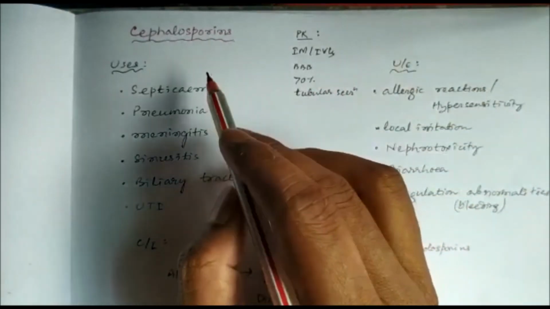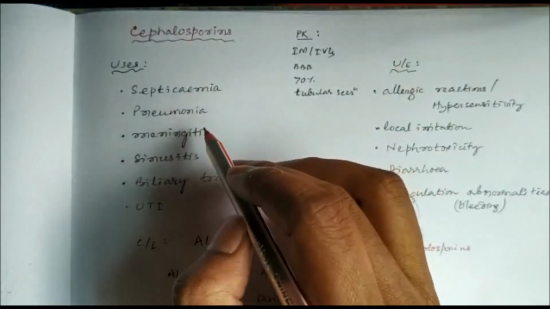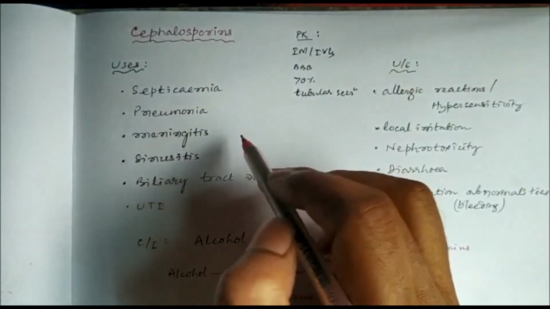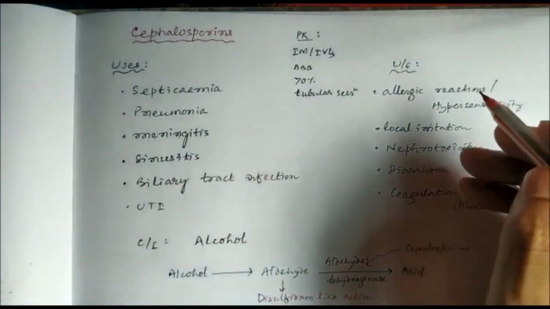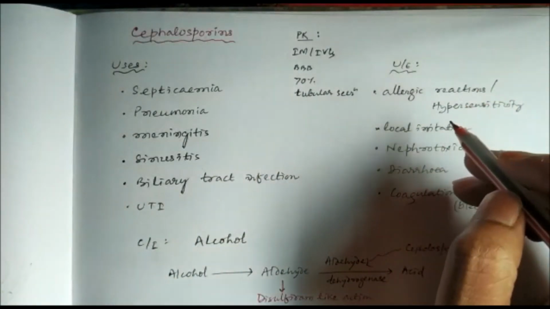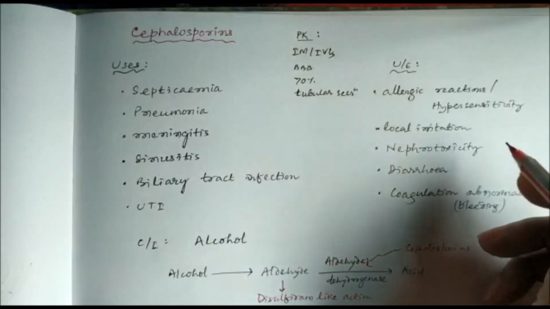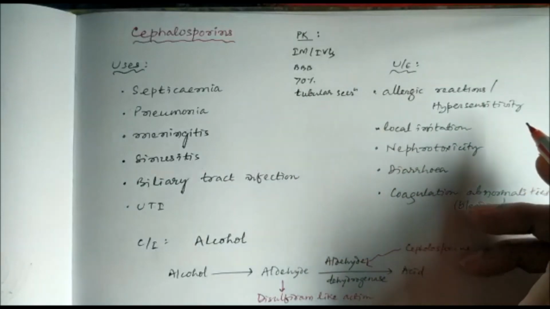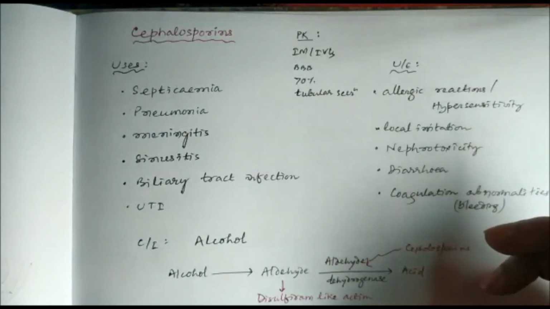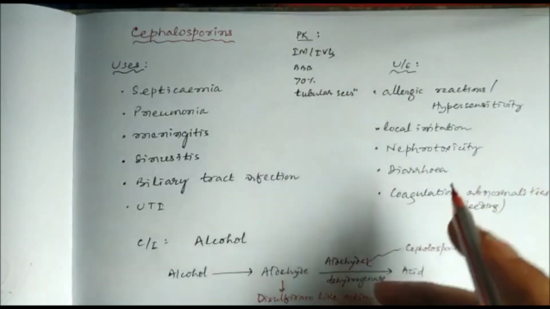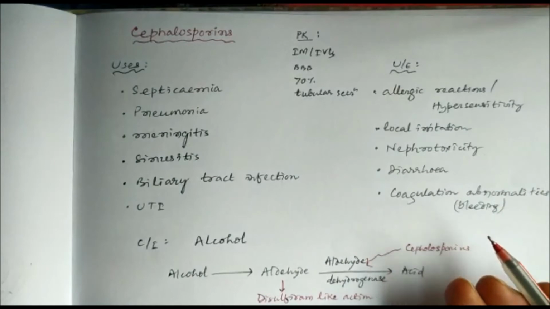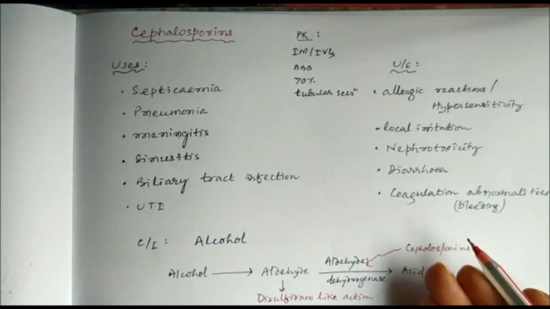Some of the uses of cephalosporins are septicemia, pneumonia, meningitis, sinusitis, biliary tract infection, urinary tract infection. And the unwanted effects of cephalosporins are allergic reactions or hypersensitivity reactions, just like penicillins. Then local irritation, nephrotoxicity, diarrhea, coagulation abnormalities, mainly bleeding.